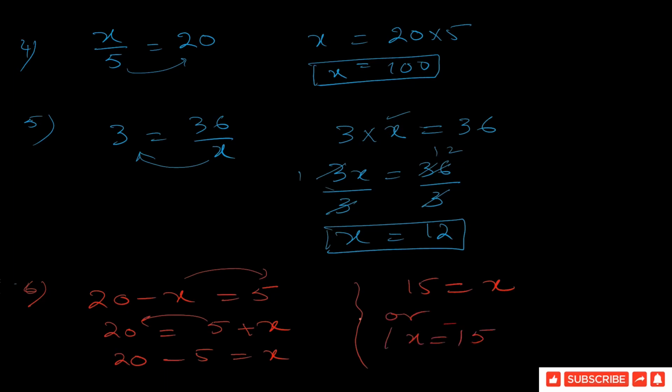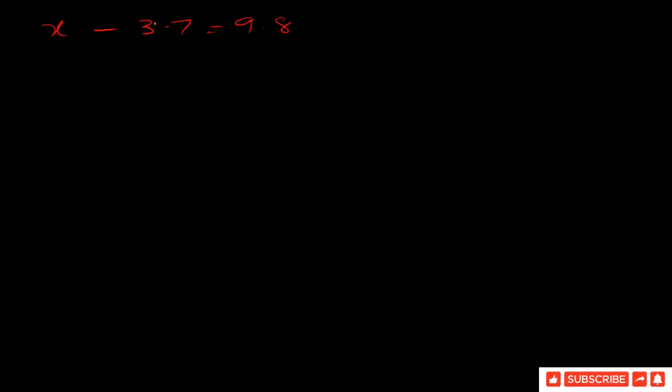This one is our answer of question 6. So now 3.7 is subtracted from x. It goes to the other side. It becomes x equal to 9.8 plus 3.7. Now you add. How will you add these decimals?